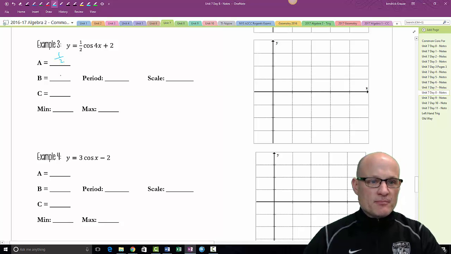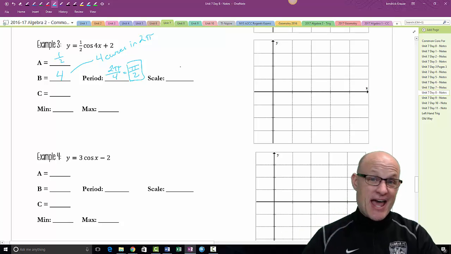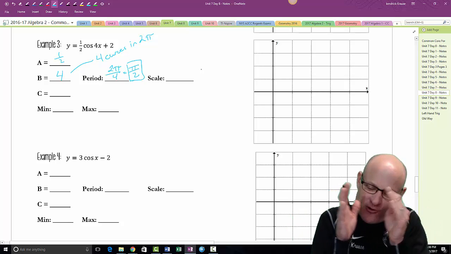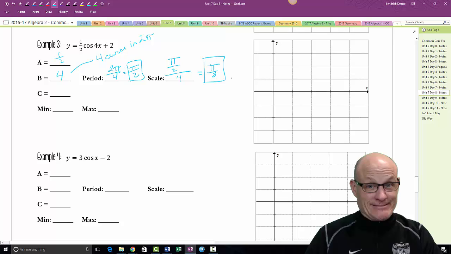Amplitude is 1/2. Period is 4. Excuse me, B is 4. Frequency, that means 4 curves in 2 pi. Period is 2 pi over 4, which is pi over 2. That means its first curve is going to end at pi over 2. Everything's getting cramped in. Scale is pi over 2 divided by 4, which is really pi over 8. That means every pi over 8 is going to be an important point. We're going to cram this thing in, kids.